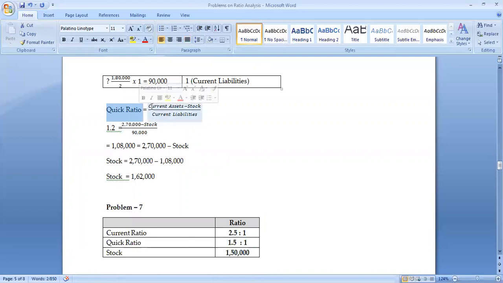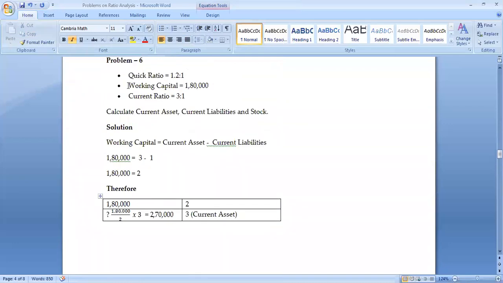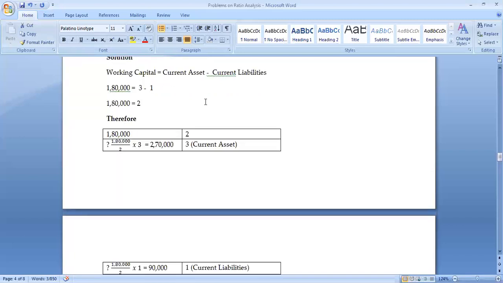Sometimes there will be information missing with the current assets. So if current assets or current liability information is missing, the working capital is given. Okay? And when working capital is not given, there will be certain stock information or debtors information. So by that you can find out the current assets.